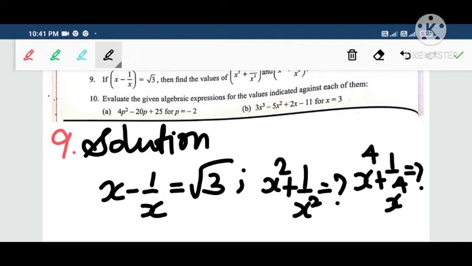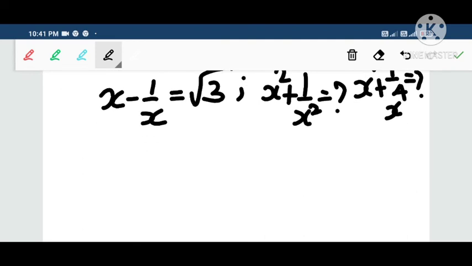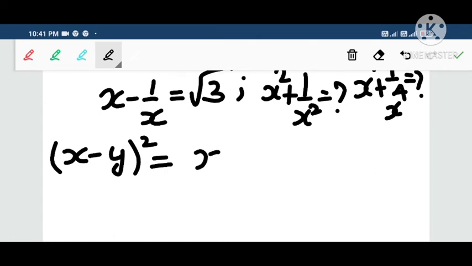One by one: before going to x to the power 4, first we need to find the value of x square plus 1 by x square. For that I take the identity x minus y the whole square, so that is equal to x minus 1 by x the whole square.